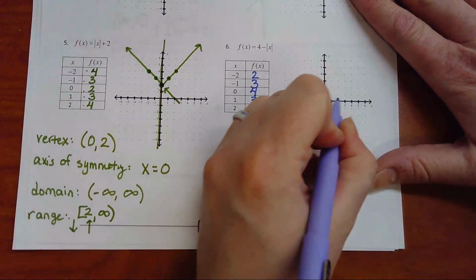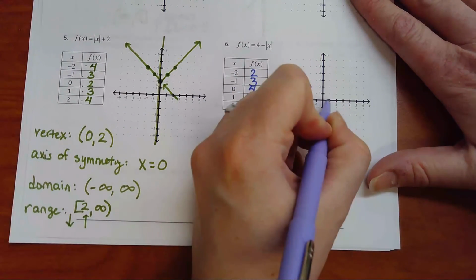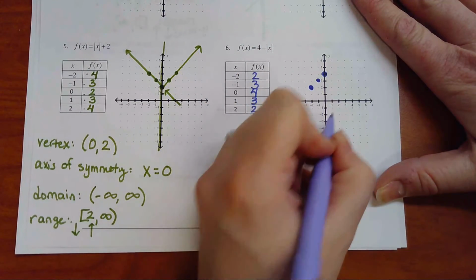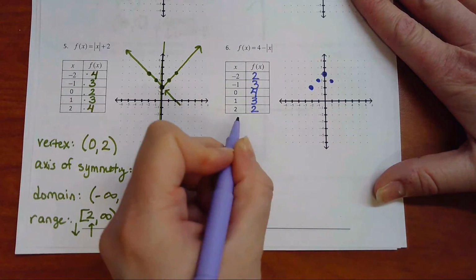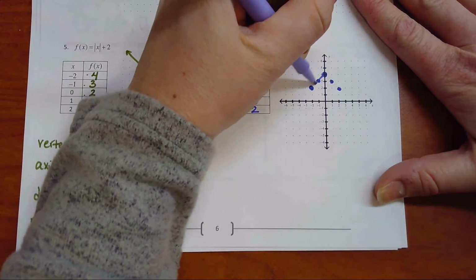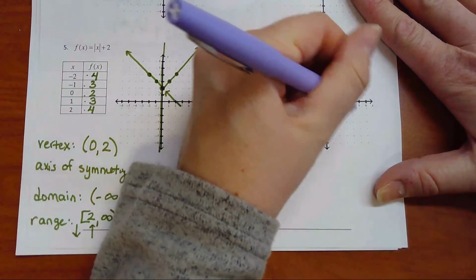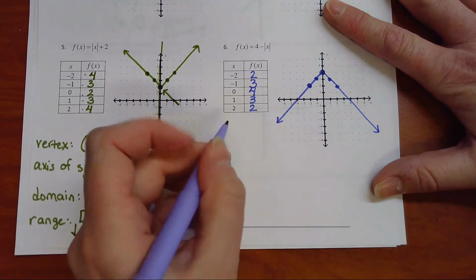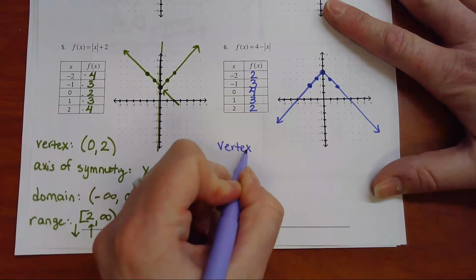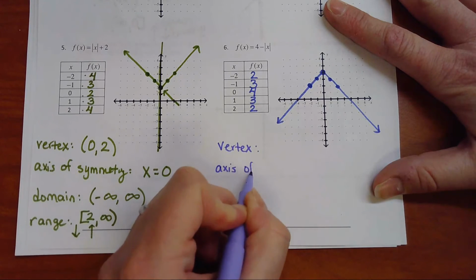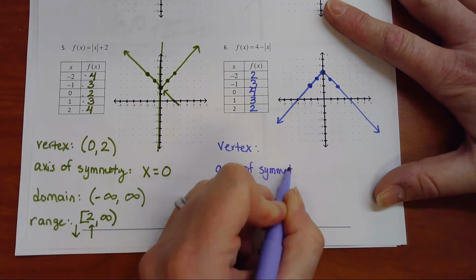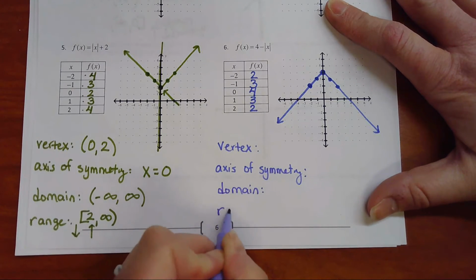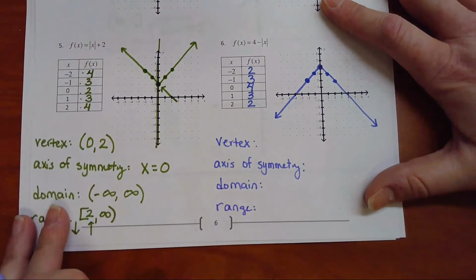So let's plot this real quick. -2, 2. -1, 3. Ooh, this one's going up. 0, 4. 1, 3. And then 2, 2. So this graph looks a little bit different, so I'm kind of glad that I did this one. So again, I'm going to do all 4 of these things today. What is the vertex? What is the axis of symmetry? What is the domain? And again, the domain is the one that never ever changes. You don't really need to think about that too much right now. And then the range is one you have to be careful on.